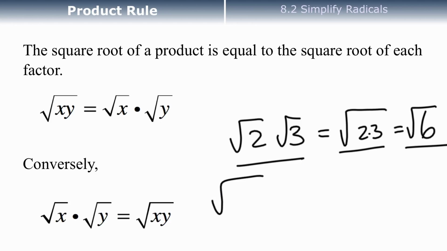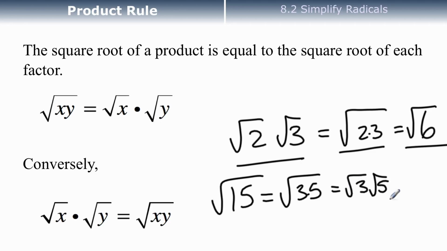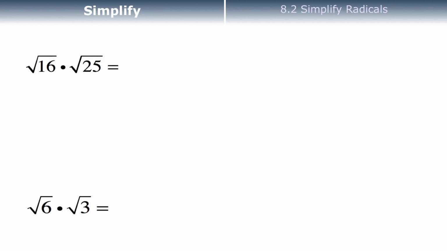Here's another example, square root of 15. Well, that's the same thing as the square root of 3 times 5. And since I'm multiplying, or have a product inside, I could take the square root of each one of those separately. Okay, so that's the product rule. I'm just going to go through a barrage of questions where you can see this product rule in action.